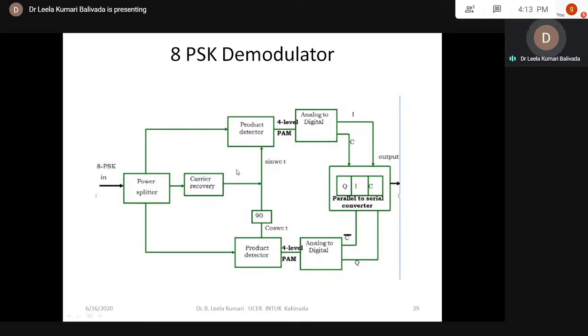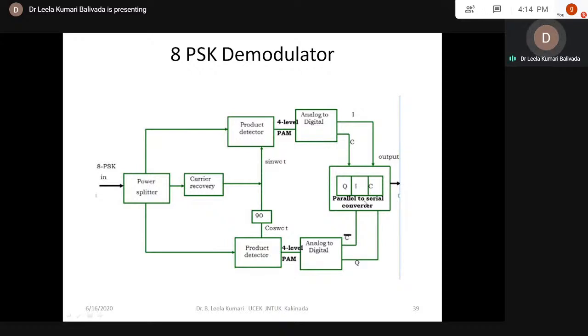Okay, so the incoming 8 PSK signal is mixed with the recovered carrier in the I channel detector and with a quadrature carrier in the Q product detector. The outputs of these product detectors are 4-level PAM signals, which are given to 4-level to 2-level A to D converters. Okay, so the outputs from the I channel 4 to 2 level converter are I and C, the I channel bit and the C bit, the magnitude bit. Whereas the outputs from the Q channel 4 to 2 level converter are Q and C bar, these Q and C bar bits.